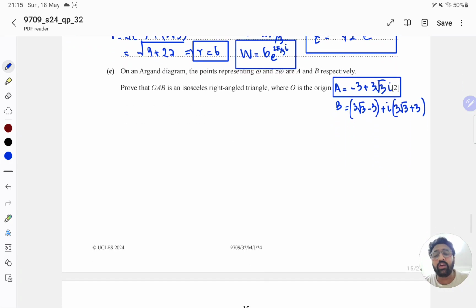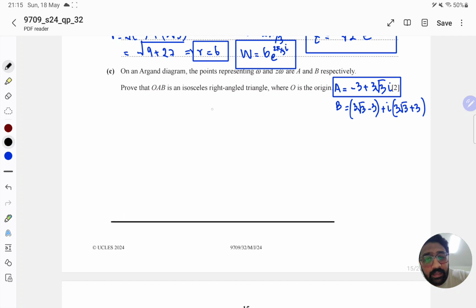Prove that OAB is an isosceles right angle triangle where O is the origin. So let's visualize it first. Let me make the x-axis and the y-axis, which is the real and the imaginary axis. Imaginary, real, this is the origin O. If I talk about A, it is minus 3 and 3 square root of 3. So A basically lies over here.